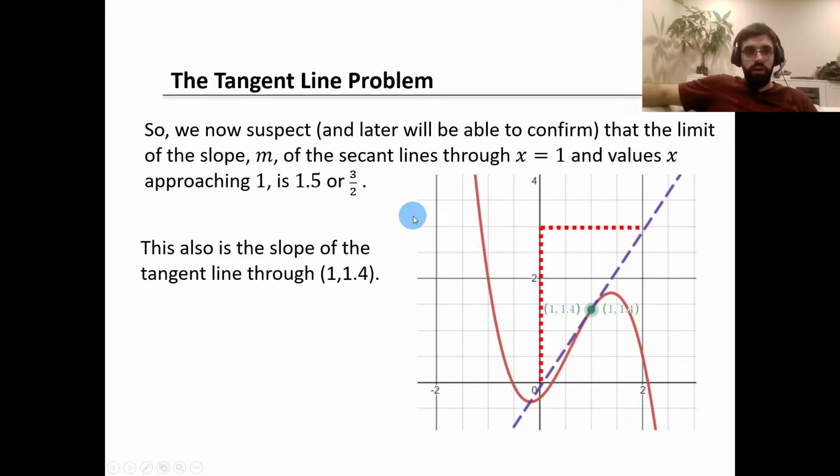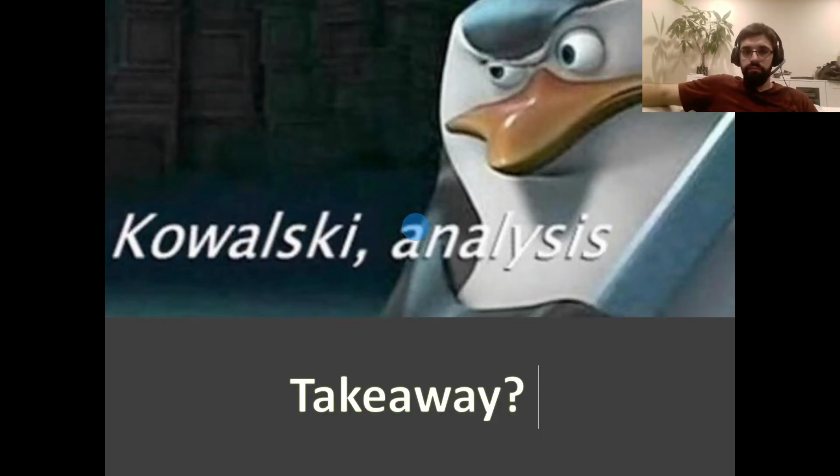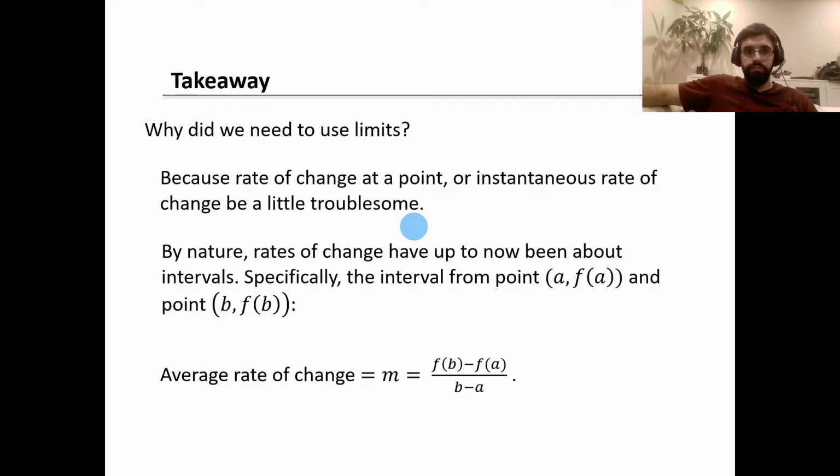Let's talk about the takeaways. So why do we need to use limits? Because rate of change at a specific point, or the instantaneous rate of change, can be hard to calculate.